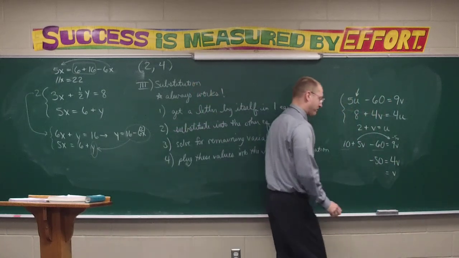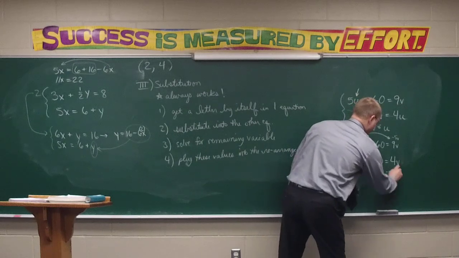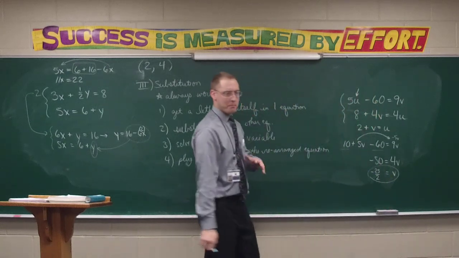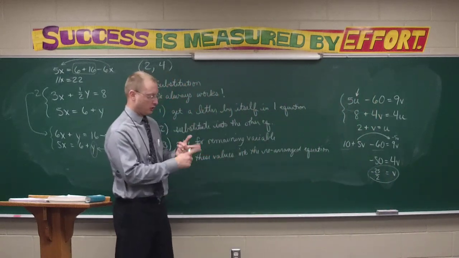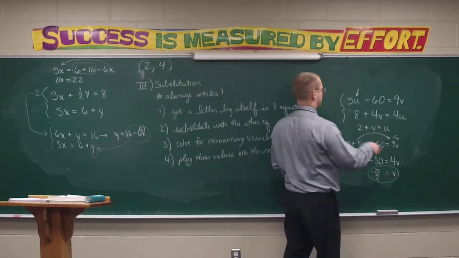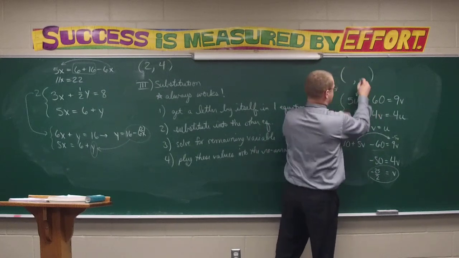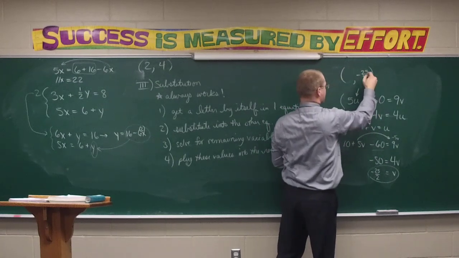Yeah, negative 25 halves. Negative 50/4, but that can reduce to negative 25/2. And there's my v. Now, alphabetically, is v the first letter or the second letter? T, U, V, W, X, Y, Z, right? So v would be the second one. So we're going to put the v in the y slot, the negative 25/2.